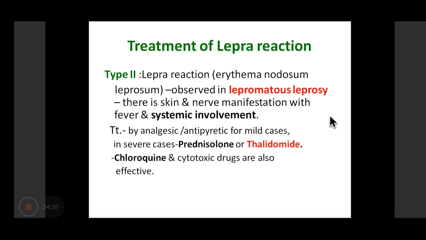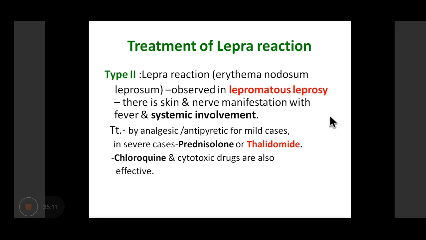There is skin and nerve manifestation with systemic involvement like fever. This is a very important differentiation between type 1 and type 2. So here, because systemic involvement is there, we are adding some drugs. For treatment, you need to give analgesic and antipyretic, obviously, and anti-inflammatory drugs as well. In anti-inflammatory drugs, we give prednisolone or thalidomide. Thalidomide can be used as an immunosuppressant in the treatment of leprosy reaction type 2. It is not used in type 1 reaction. So this is what you need to remember.